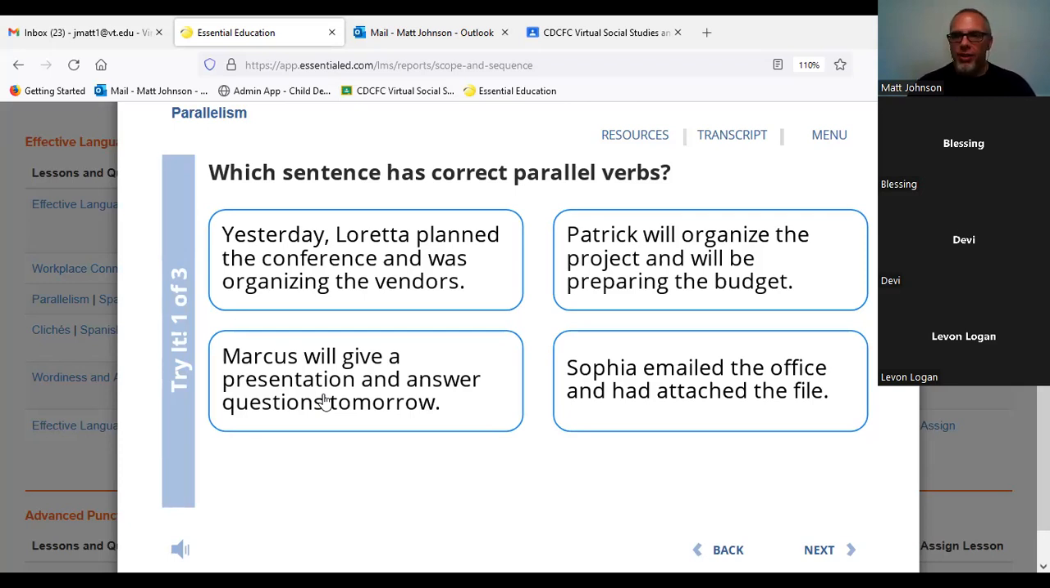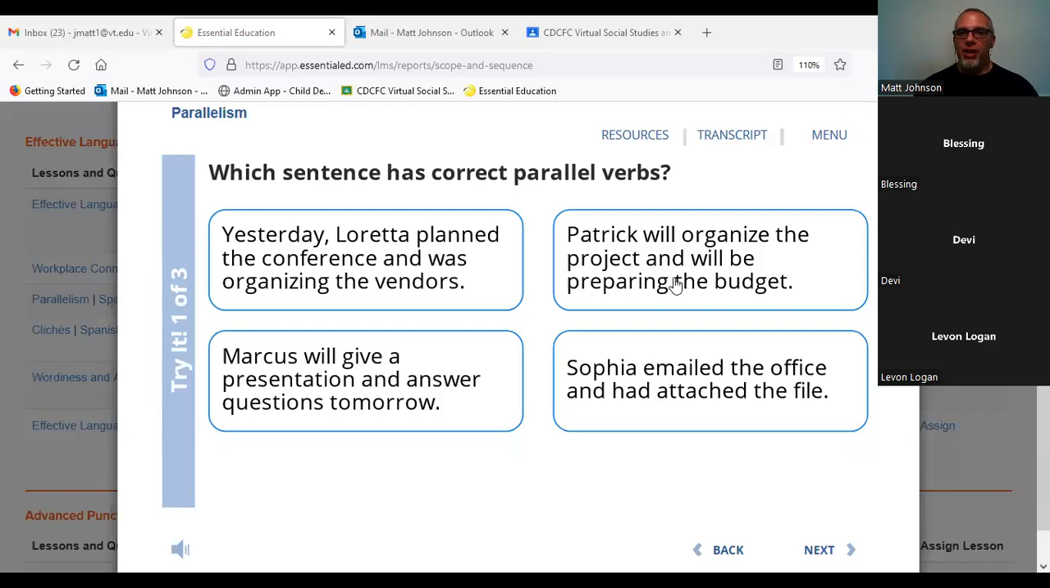So if I wanted to correct those other sentences, like yesterday, Loretta planned the conference and was organizing the vendors, you would say yesterday, Loretta planned the conference and organized the vendors. So you have the same verb usage, verb tense. Patrick will organize the project and will be preparing the budget. So Patrick will organize the project and prepare the budget, right? You don't need that extra.